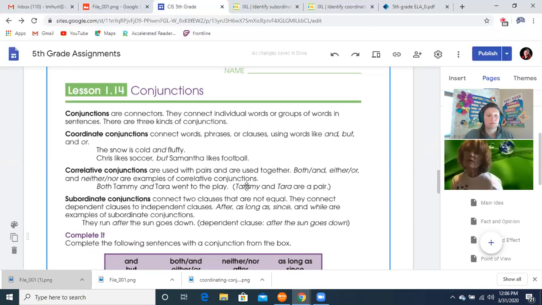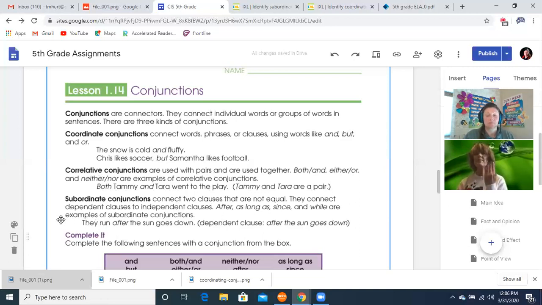If you look up there at the example, it shows you the correlative conjunctions at the top. So make sure you're really paying attention and don't rush through this. And the last one is the subordinating conjunction, which connects two clauses that are not equal.